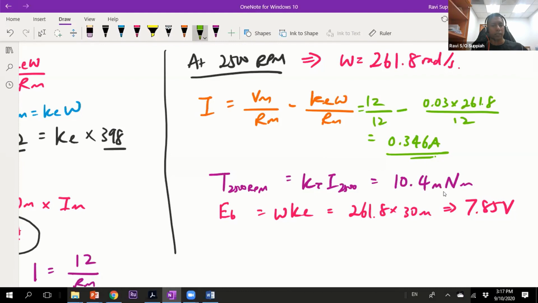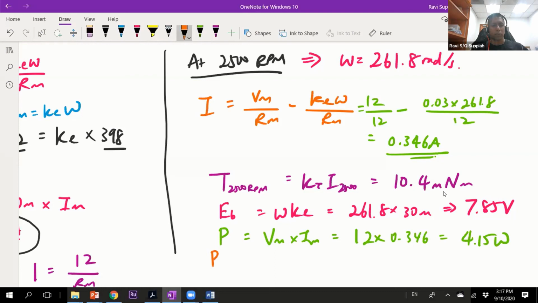Okay, the power is given by Vm multiplied by Im. So it's 12 multiplied by 0.346, and you'll get 4.15 watt. So that is the input power.